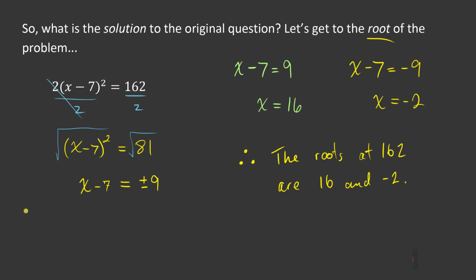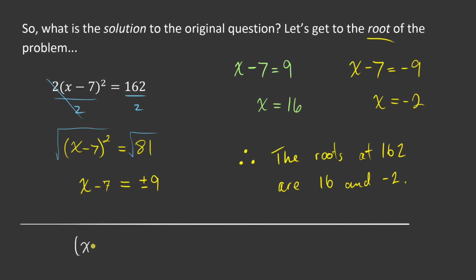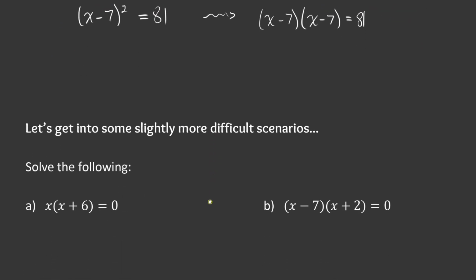Now, before we continue, I'd like to consider this x minus 7 squared piece, because there's a really important item to understand. If I was just to say, okay, x minus 7 squared equals 81, we have to understand that x minus 7 squared could be written as x minus 7 times x minus 7, and that is equal to 81. I'm going to tackle that with a couple different questions here.